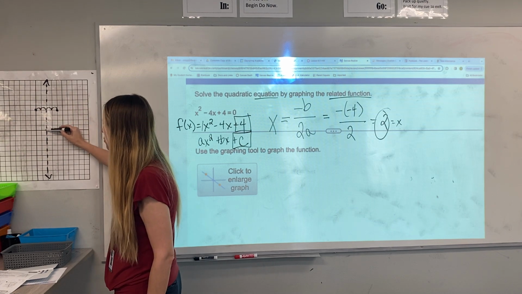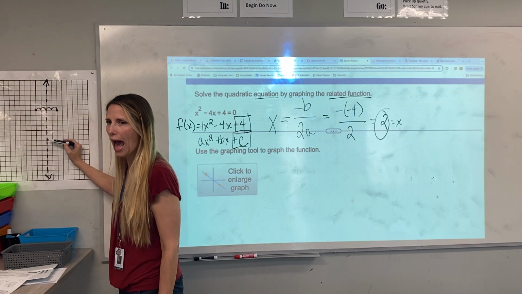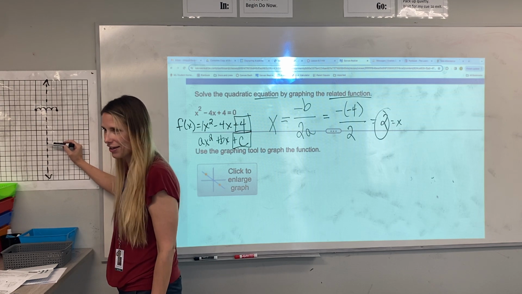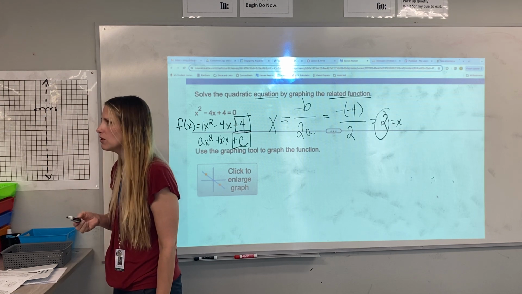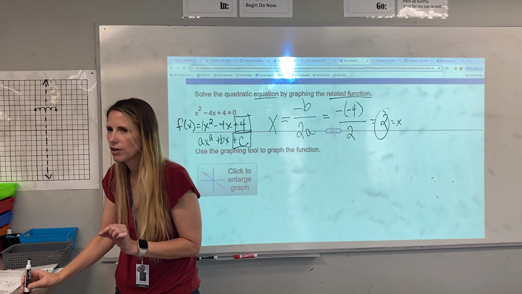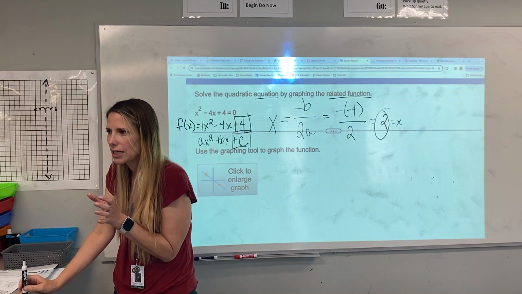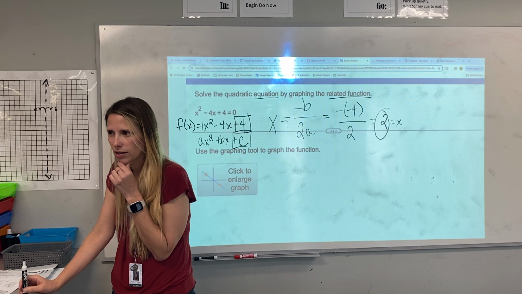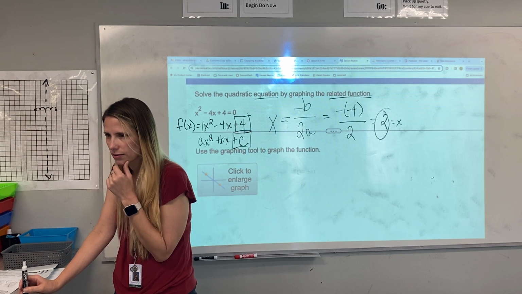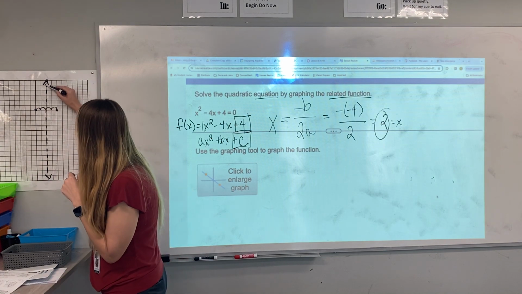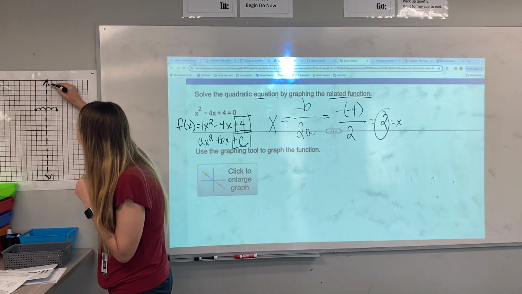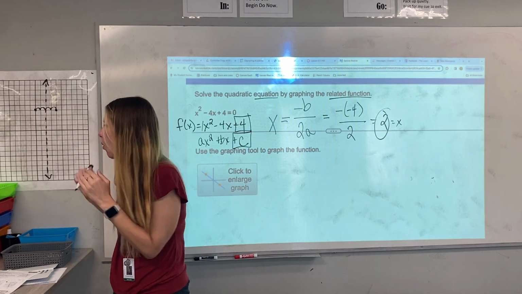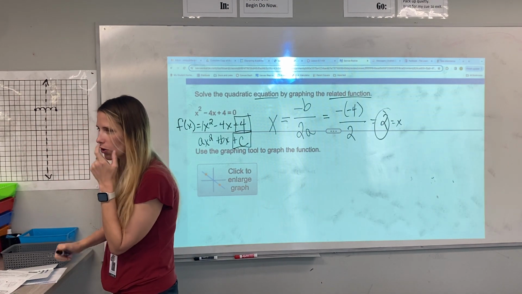Here's our axis of symmetry. Do you agree that the vertex has to be on the axis of symmetry? Okay, what does that mean for one part of the coordinate pair? If the vertex has to be somewhere on here, can you tell me at least one part of the coordinate pair?